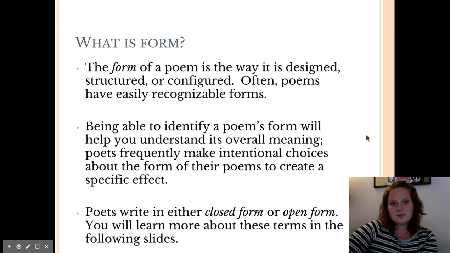Overall, the form of a poem just refers to the way that it's designed, structured, or configured. Often, these poems have easily recognized forms, and by being able to identify the form of a poem, you'll be able to understand its overall meaning. Poets frequently make these choices intentionally, and they use the form of their poem to create a specific effect. Poems are written in either closed form or open form, and you'll learn more about each of these forms of poetry as we continue with the following slides.